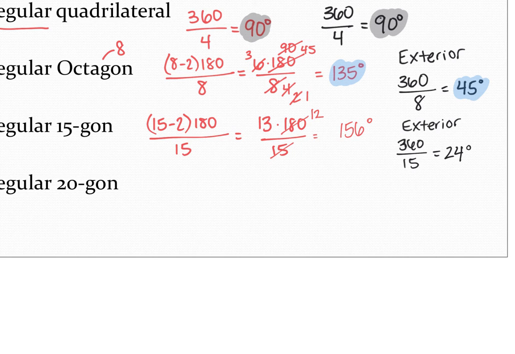Very good. Okay, a regular 20-gon. I know. So 18 times 180 over 20. Someone do that for me. Okay, so we're just doing 18 times 180 divided by 20. That equals 162. 162 degrees. And then the exterior is going to be 360 over 20. Oh, that one should be easy. I think that's just 18.